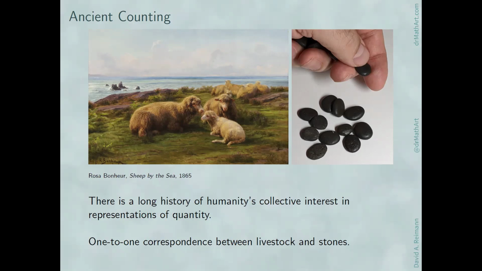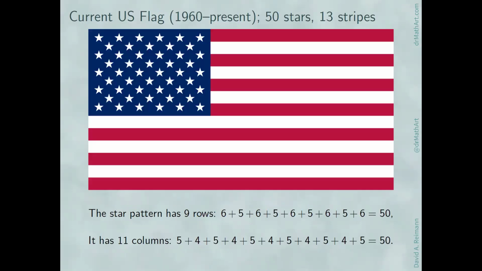We may not know or have a number. Ancient peoples may not have had a specific number for the livestock that they had, but they could create a pile of stones that could be put into one-to-one correspondence. For every sheep, there was a pebble. And they knew that they had all their animals collected if they had moved every stone from one pile to another pile. So this idea is interesting, and we still use this notion today.